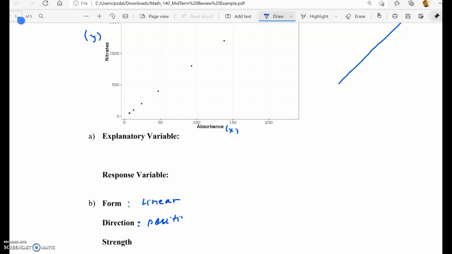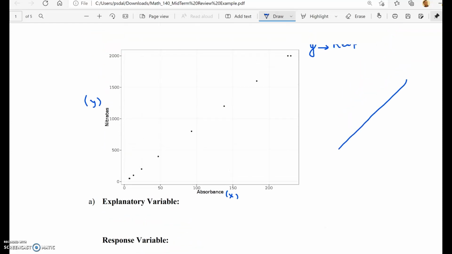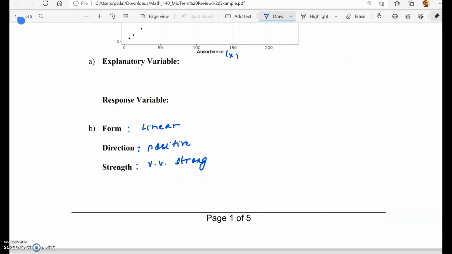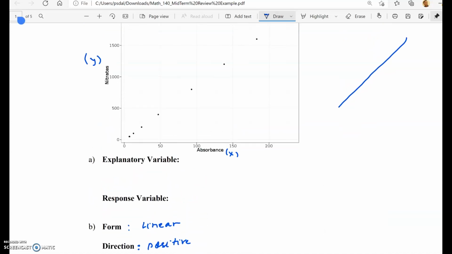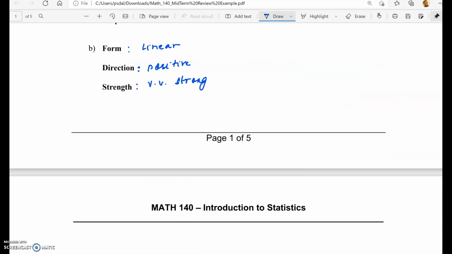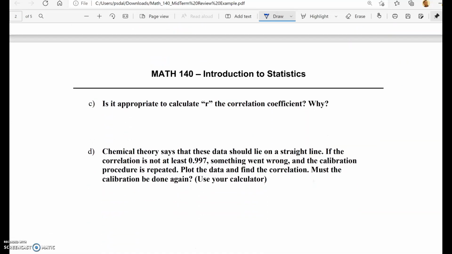And what that means is as absorbance increases, the nitrates increase. The strength is extremely strong because the points are almost forming a line. We rarely see this. And we've already seen that the explanatory variable is absorbance and the nitrate is the response variable. Now let's see the next question.